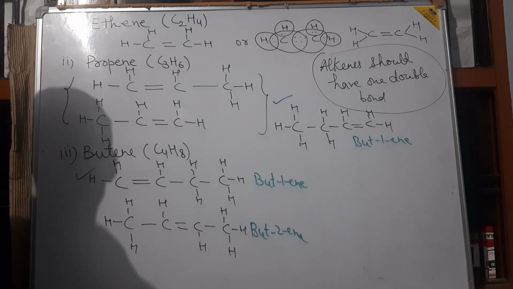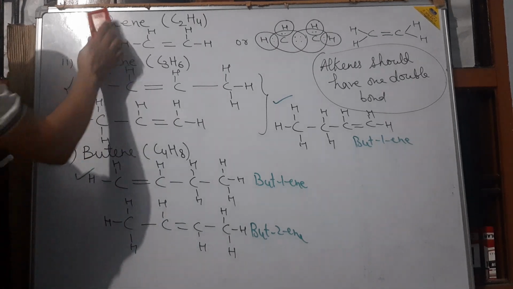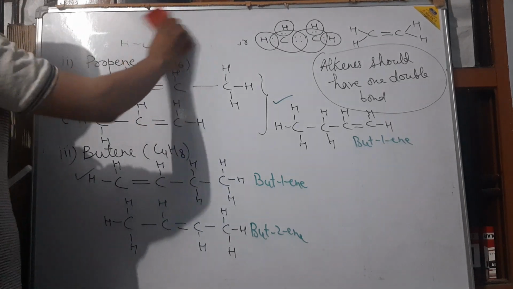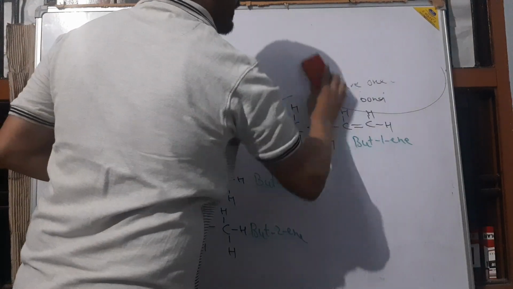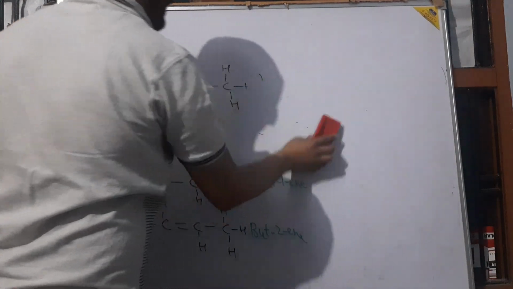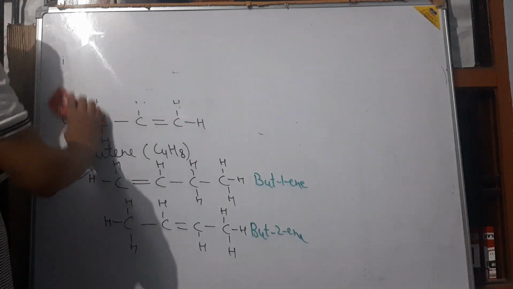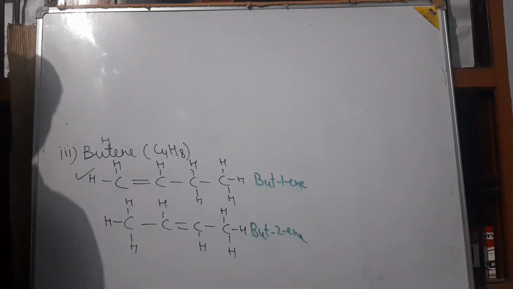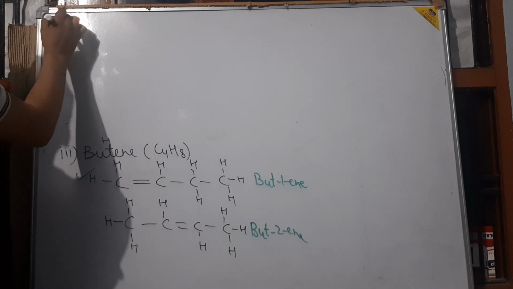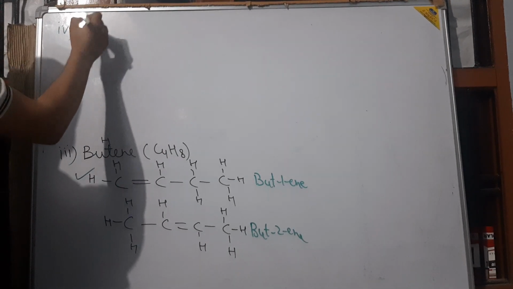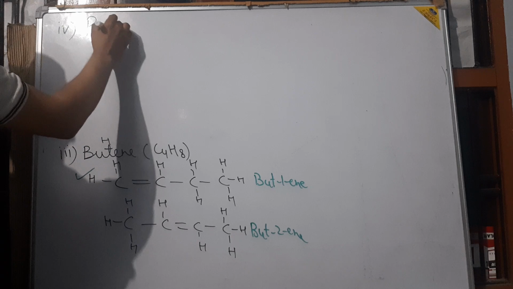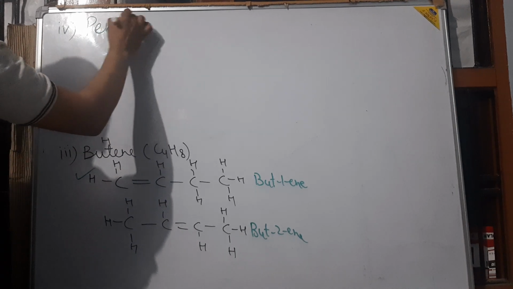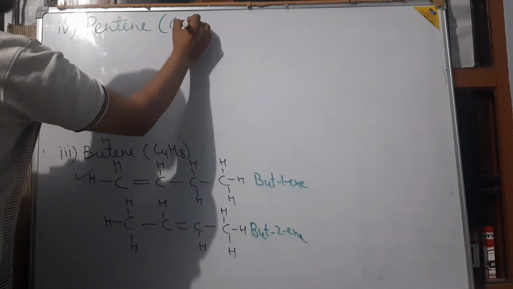Clear beta? In the fifth one we can also have the fourth one, pentane. You may draw the electron dot structures of that yourself. It's homework for you, so try yourself. We can have next pentene, C5H10.